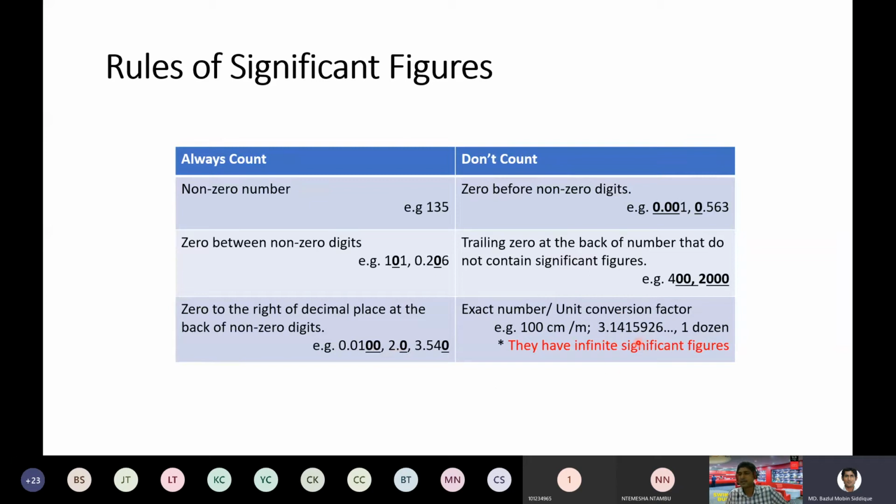Exact numbers like pi, 3.1416 or whatever, are not counted as significant figures, because they have an infinite number of figures, so you cannot count an infinite number of significant figures. So they are not counted as significant figures.